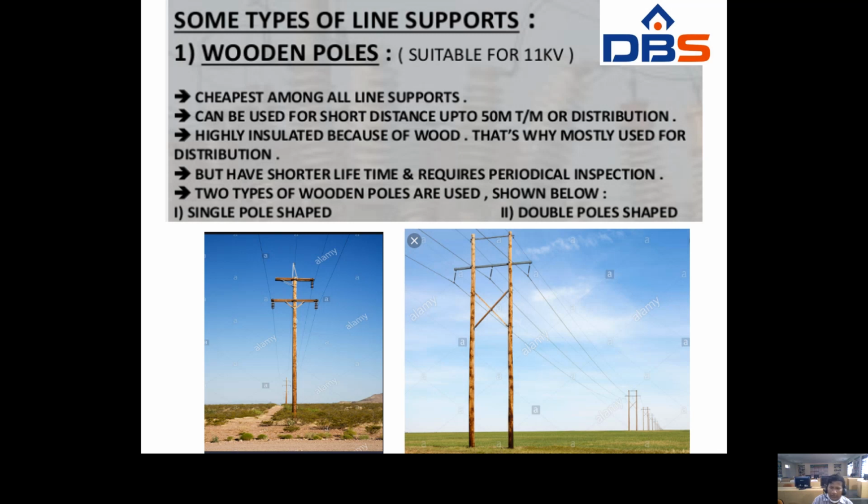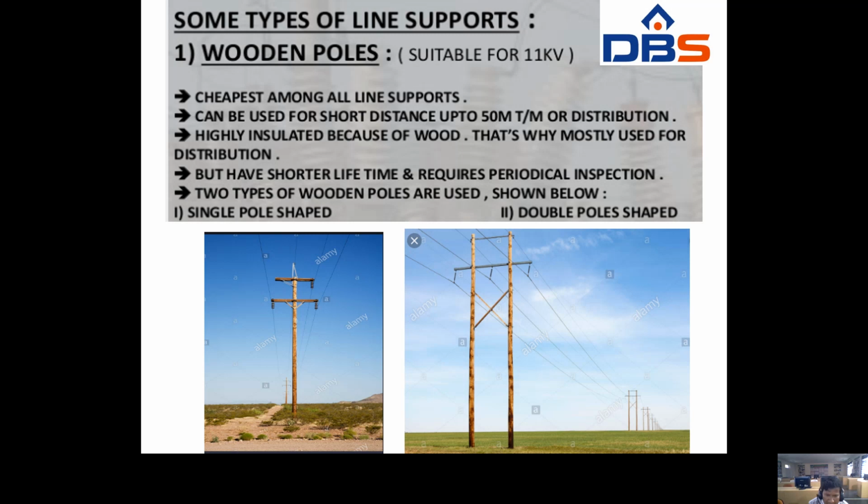First of all, wooden poles. The wooden poles are utilized in rural areas only, where the voltage is less than 11 kV. Compared to all other line supporters, wooden poles are the cheapest, the cost is very low. They can be used for short distances, up to 50 meters, in the distribution system. Highly insulated because it is wood, right? That's why mostly used for distribution systems only.